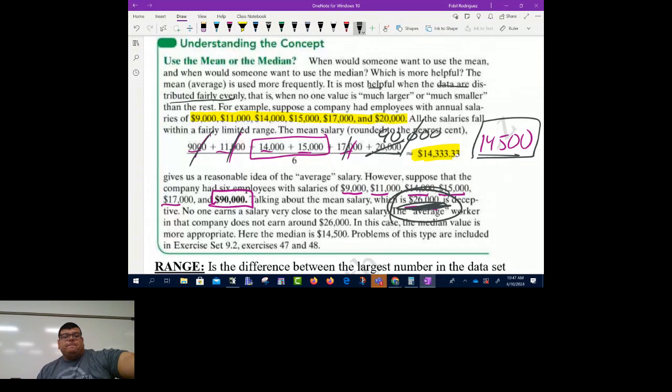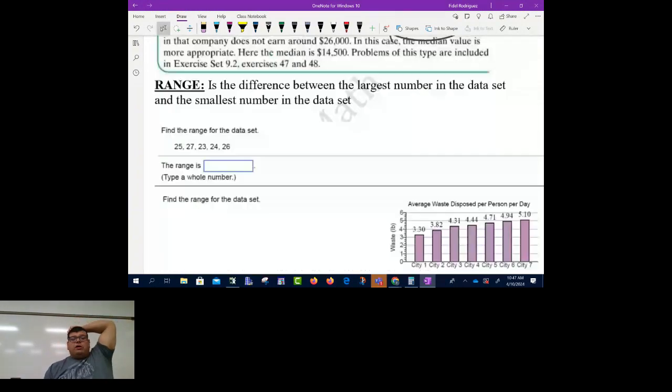Okay, the next one here, y'all, range. Range is something called the difference between the largest number and the smallest number. So, y'all, what we want to do here, we want to find the range for the data set. So the biggest number appears to be 27, and the smallest number appears to be 23. So 27 minus 23, the range, y'all, is 4. That's all it is. It's the difference between the smallest number and the biggest number. There's 4 numbers that are there in difference.